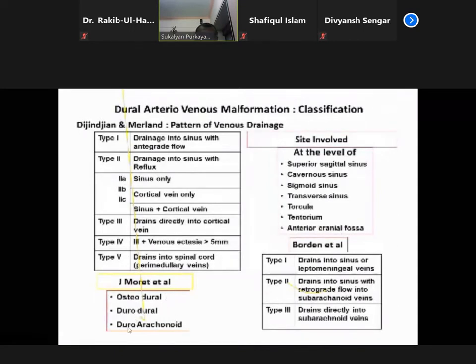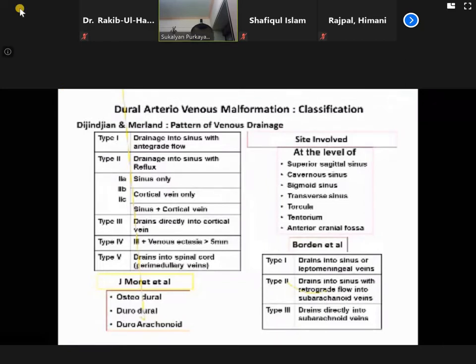Now, coming to the classification by Djindjian, he has classified it in a totally different manner. Although it looks quite simple, this is the pathological classification, whereas the earlier ones are anatomical classifications. One is osteodural, dural, and duroarachnoid. What is osteodural? Osteodural means that the external carotid arteries, like the occipital artery and the superficial temporal artery, are usually outside the cranial vault.